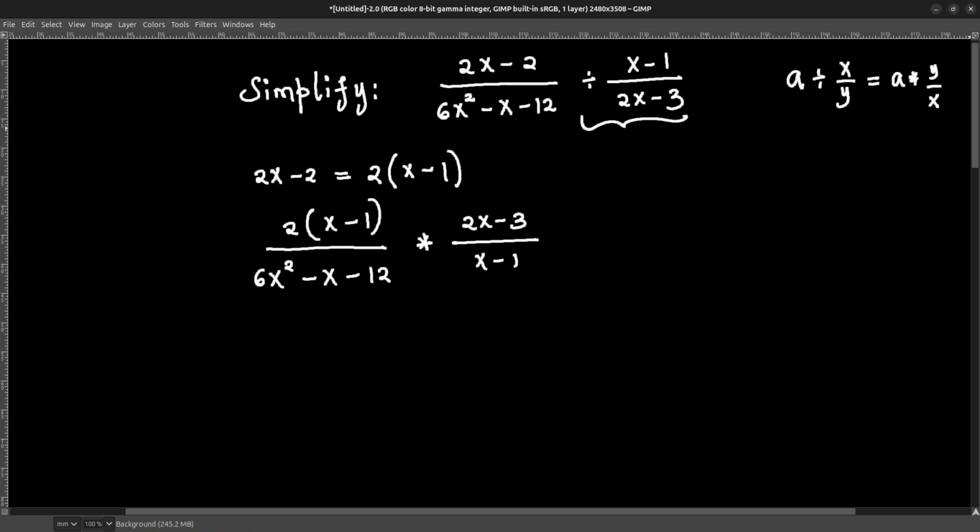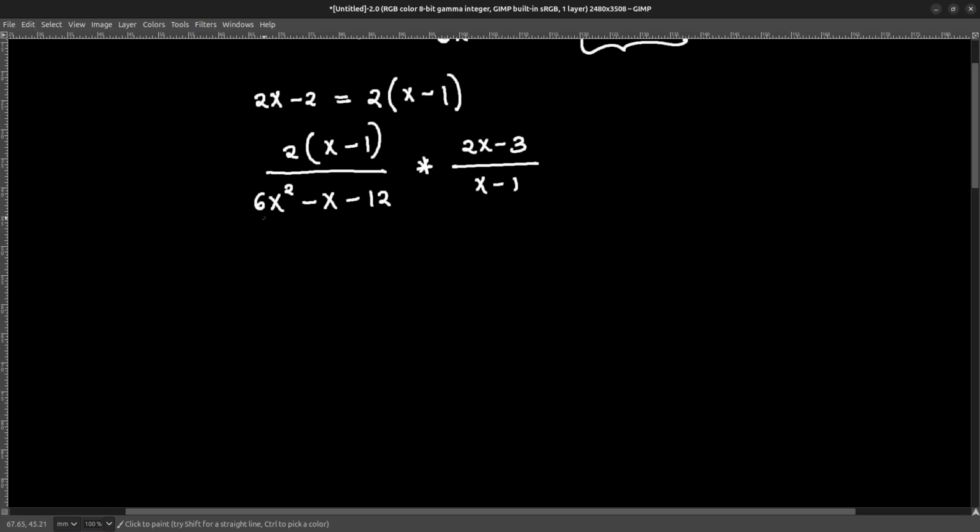Okay, the next big thing we need to simplify is this denominator right here. To simplify this, we are going to use the completing the square method of solving quadratic equations. What we have here is 6x squared minus x minus 12. To complete the square, the first thing we need to ensure is that the coefficient of x squared is 1. So in our case, we are going to factor out the 6, meaning it's like dividing every term in this expression by 6.